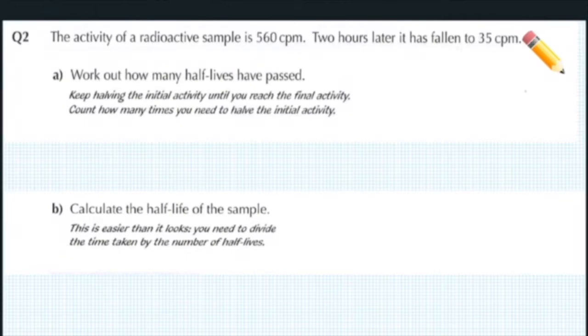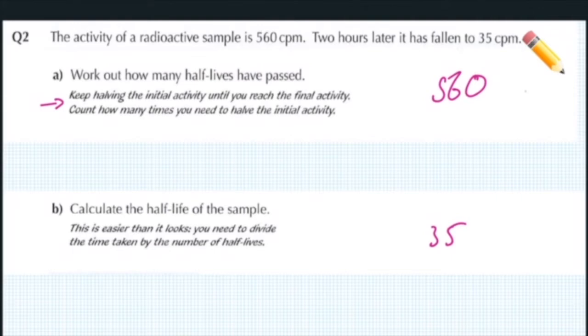Next, a little bit harder. The activity of this radioactive sample is 560 counts per minute, and 2 hours later it's fallen to 35 counts per minute. Work out how many half-lives have passed. Okay, we've got a hint here: keep halving the initial activity until you reach the final activity, and count how many times you need to halve the initial activity.